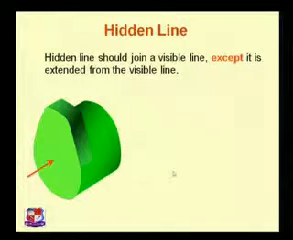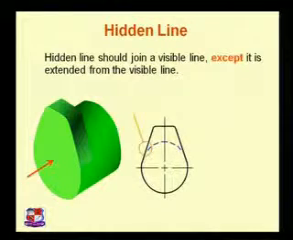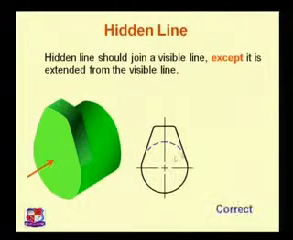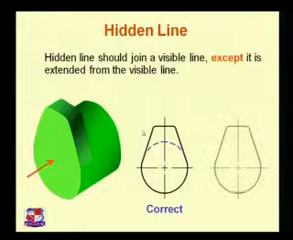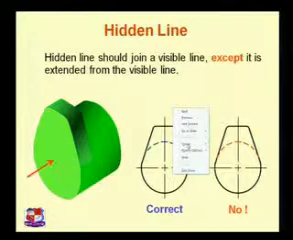Similarly, in this kind of object, this is its front view, and this curvature shape would not appear. So here some space should be left like this. This is the correct way of drawing the dotted line, and this is wrong practice. Here this kind of drawing should not be made. You can see the difference between these two. This line touches over here, this line does not touch over here.